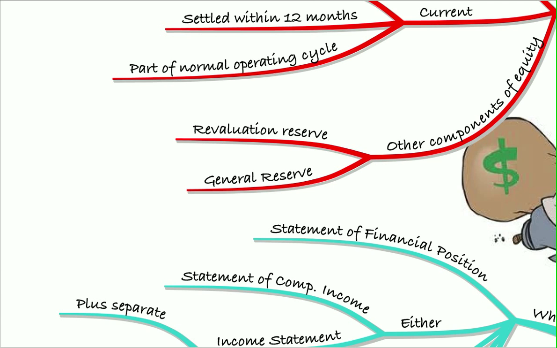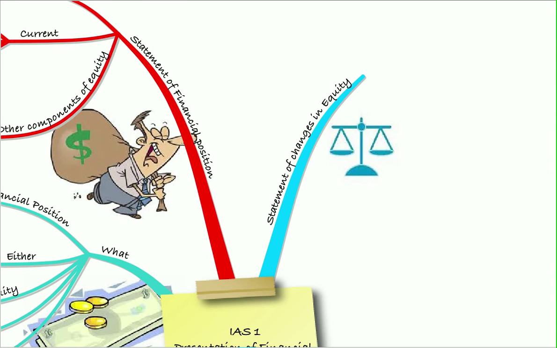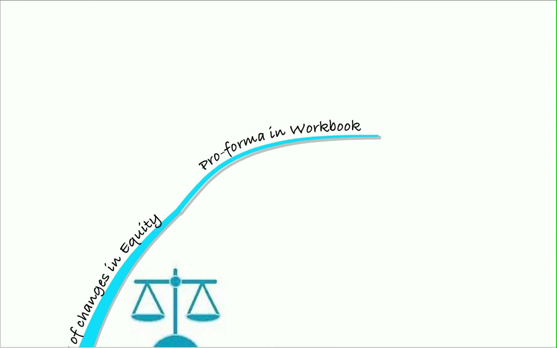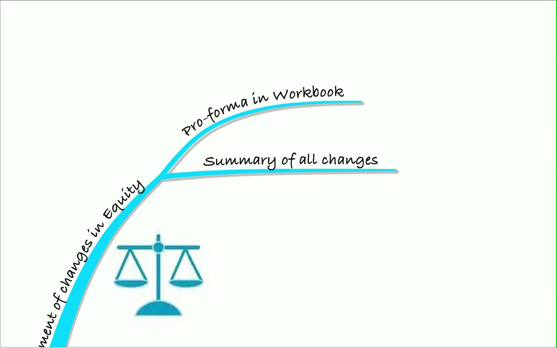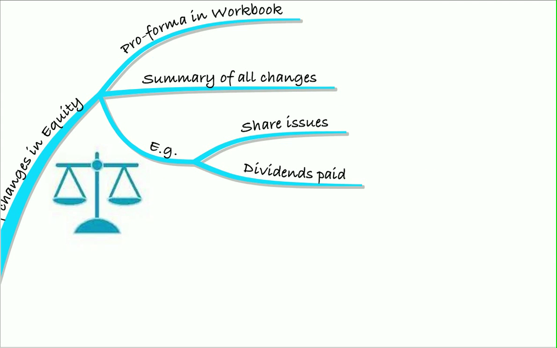We also looked at our statement of changes in equity. We had a pro forma in the workbook, and this was just a summary of all of the changes in equity. So how has our share capital changed? How has our share premium changed? What effect has that had in the year? So for example, there may have been share issues in the year, dividends paid in the year. Those would affect our equity balances. This is just a summary or a reconciliation of those changes.